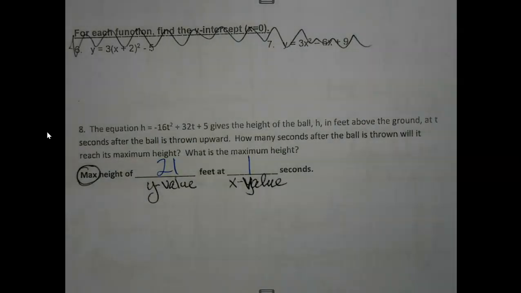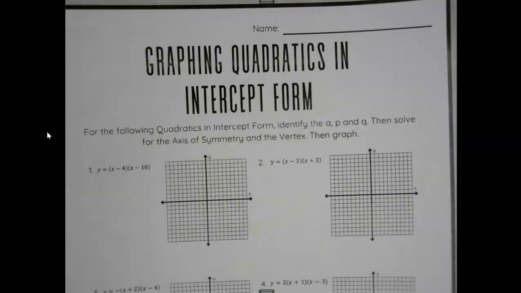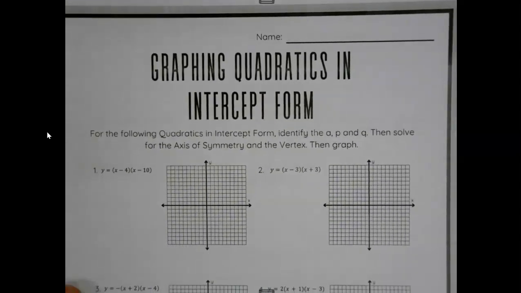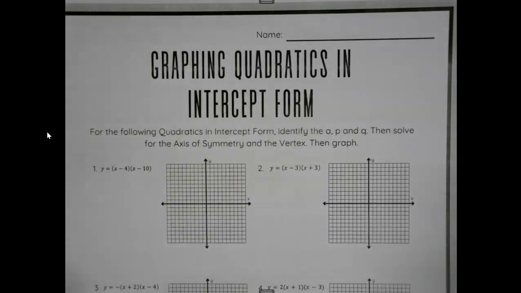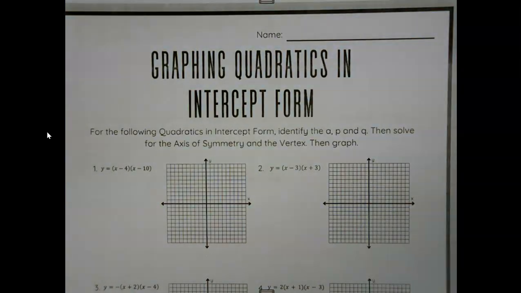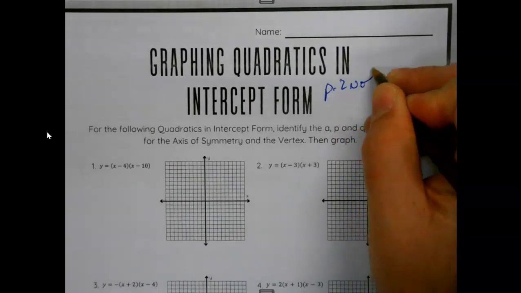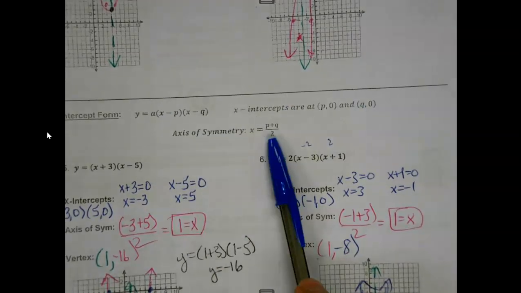Now, as I said at the start, I forgot to put the intercept form onto the quiz preview. So I want to do a couple of these just to make sure that we're good. Just a quick reminder. Intercept form is right here on page 2 of our notes.